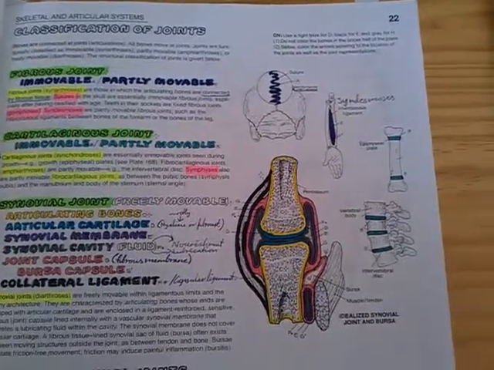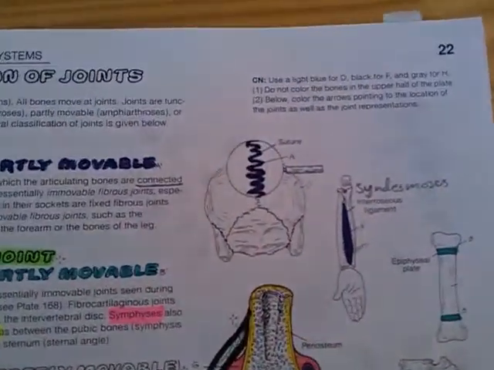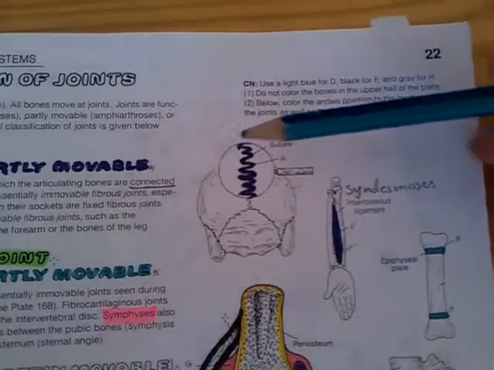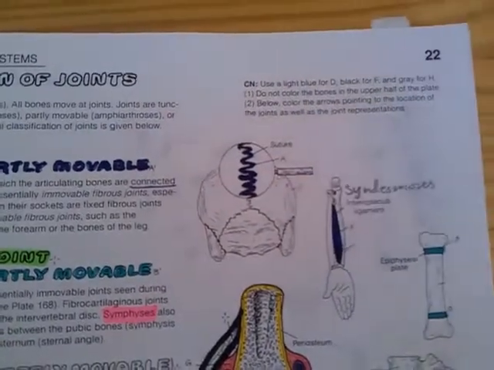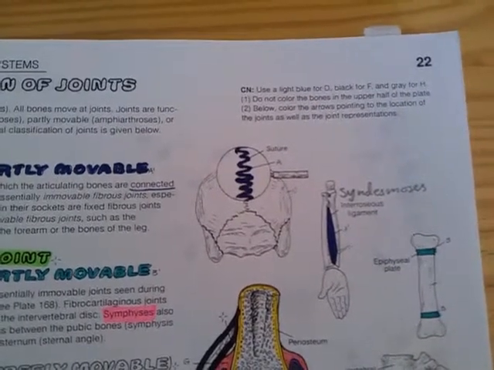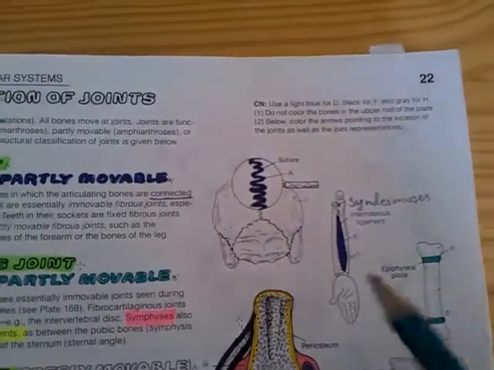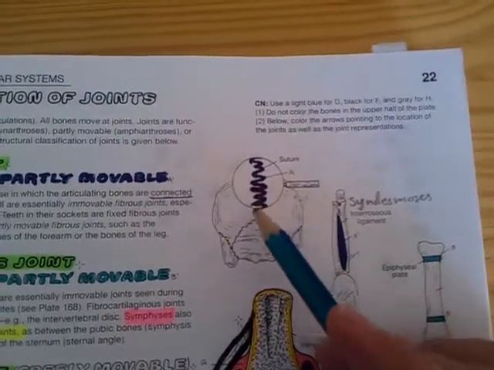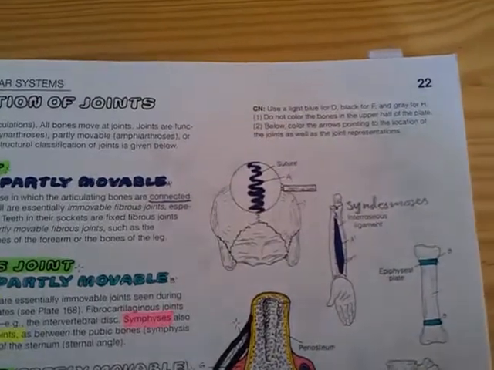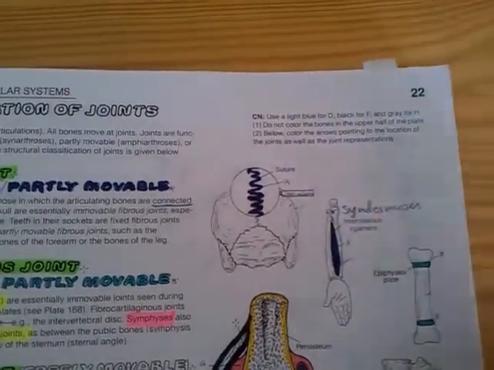Firstly, the fibrous joints. The surfaces of bones are connected by fibrous tissue. You have three kinds of fibrous joints. You have a suture, which you find in the skull. It joins plain bones.